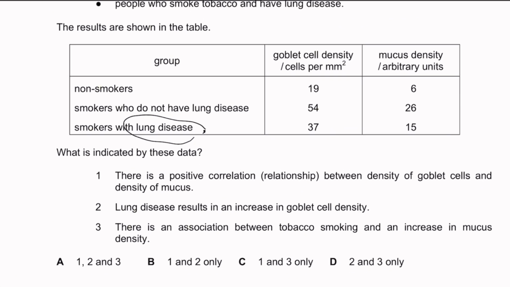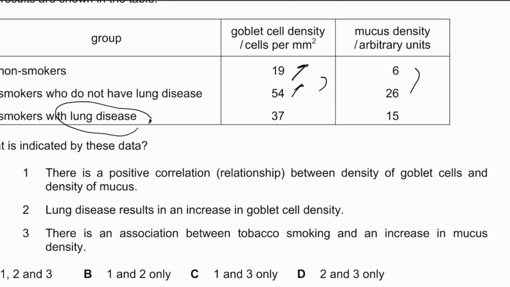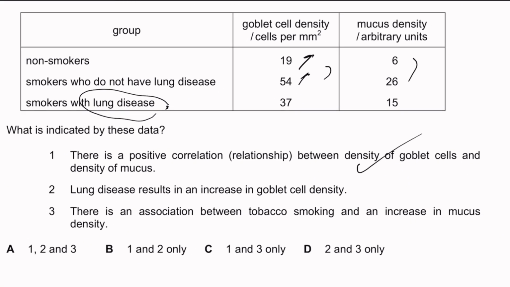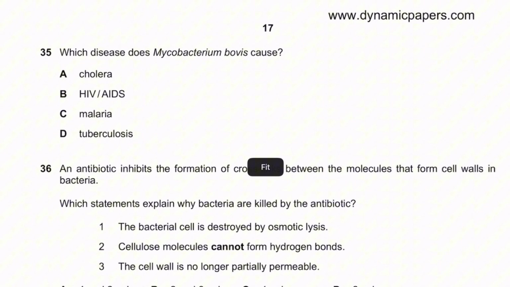There's a positive correlation or relationship between density of goblet cells and density of mucus. There definitely is, as you can see. Once this increases, like here for example, there will be an increase, and so on. So yeah, I would say there's a positive correlation. Lung disease results in an increase in goblet density. Actually, no, it does not. It decreases it. There is an association between tobacco smoking and an increase in mucus density. That is definitely true. You can see how non-smokers are going to have a lower mucus density than the others. So yeah, I would say 1 and 3 only, C.